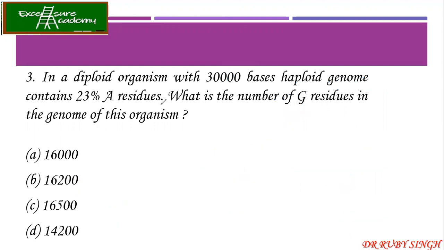Next question. In a diploid organism with 30,000 bases, the haploid genome contains around 23% of adenine. What is the number of G residues in the genome of this organism? This is again very simple. So how are you going to do? 100 minus 23, we get guanine. Are you sure? Think again.